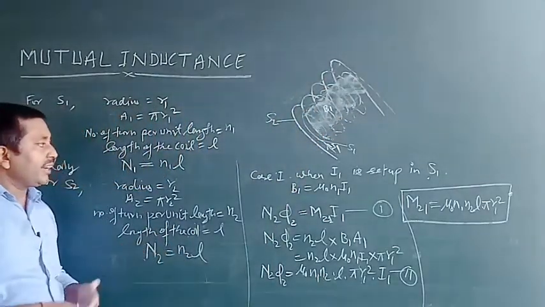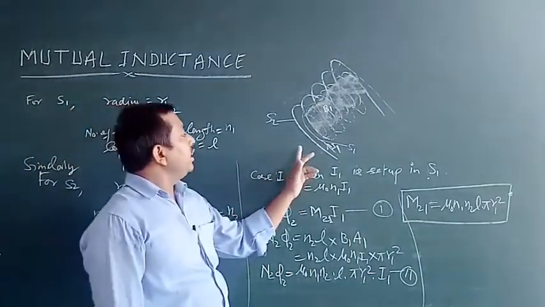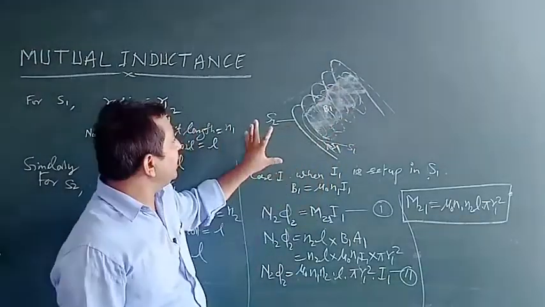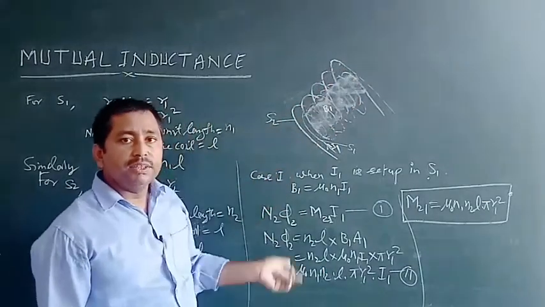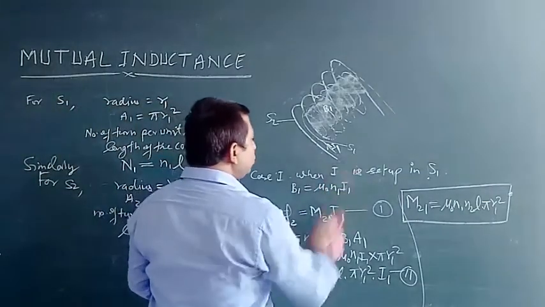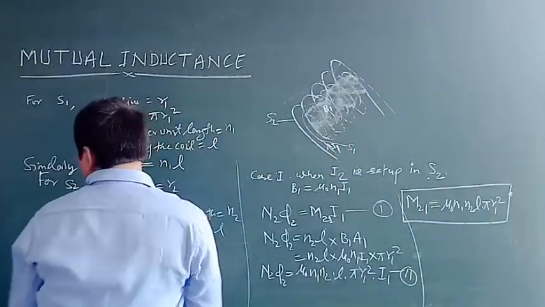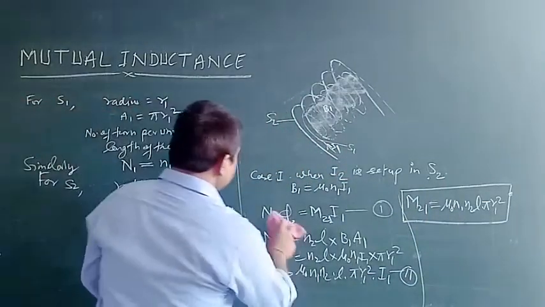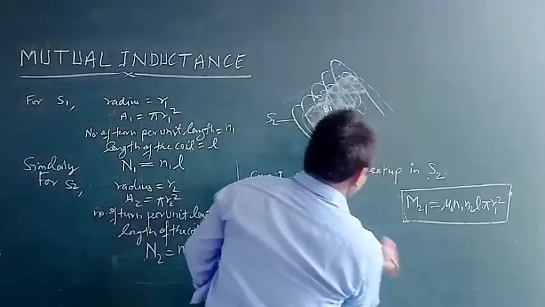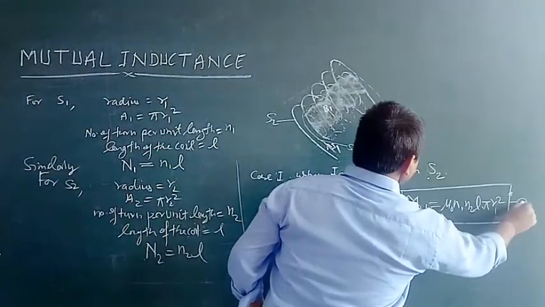Now let us calculate the second case, in which there is a current flowing through the second coil, and we want to calculate what will be the flux linkage to the inner coil. Okay, so let us start our discussion for case 2. When I2 is set up in S2, then what will happen? And you can write this equation as equation number 3.